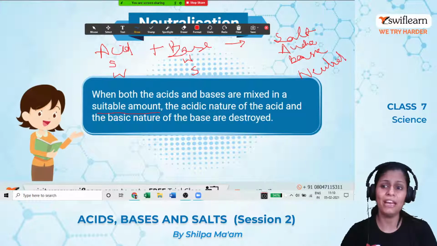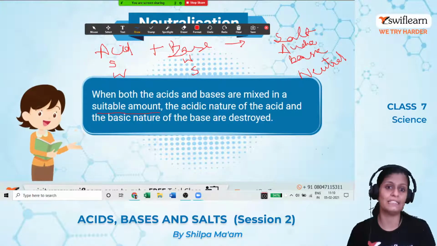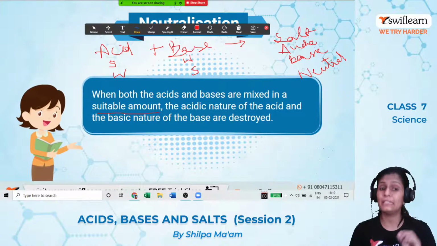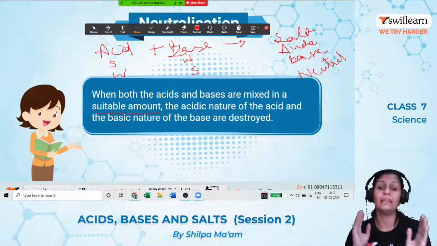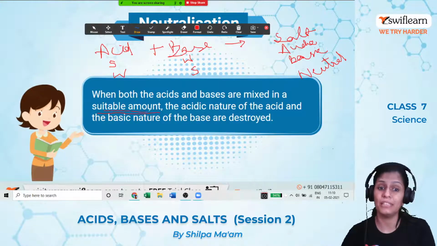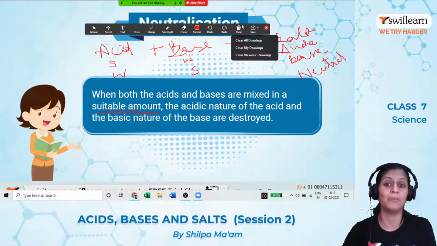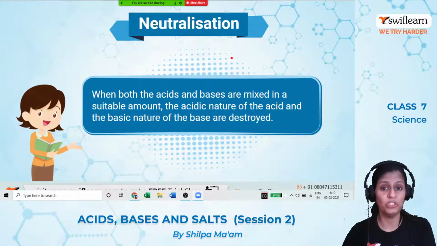You remember we have discussed weak acid, weak base, strong acid, and strong base. Just like that we are discussing here. You need to keep this point in your mind, that whenever you are combining an acid and a base, the amount should be suitable. You need to consider the nature of the acid and base when you are combining them. Otherwise, the nature of the salt would change.